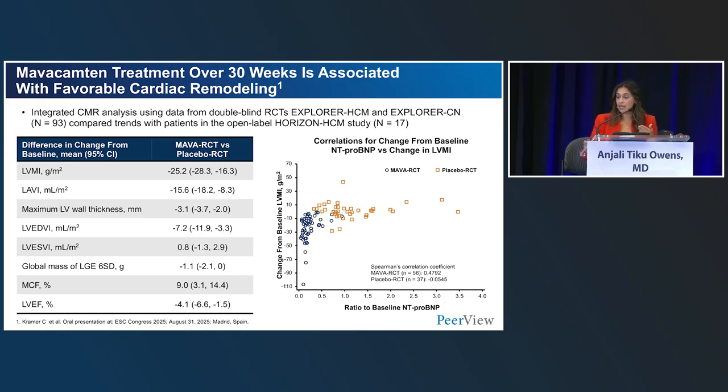And that's obviously a very important question because it gets at disease modification and also tells us whether or not we should be starting earlier. If we're able to change the trajectory, that opens up the avenue to say, if we start earlier, will we get more benefit? So looking here at the data from remodeling, you can see mass index comes down, left atrial volume index comes down substantially, wall thickness comes down.